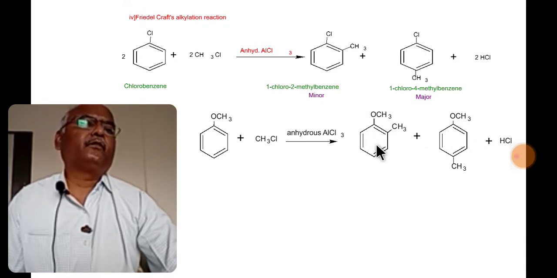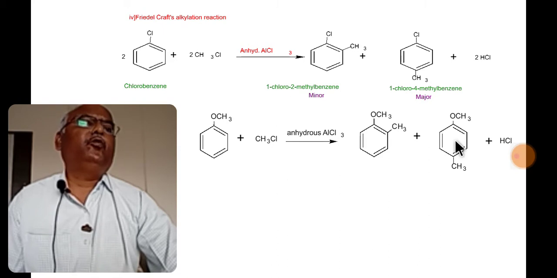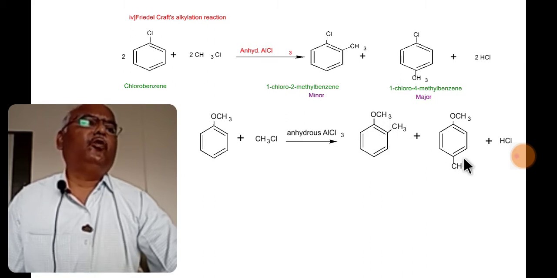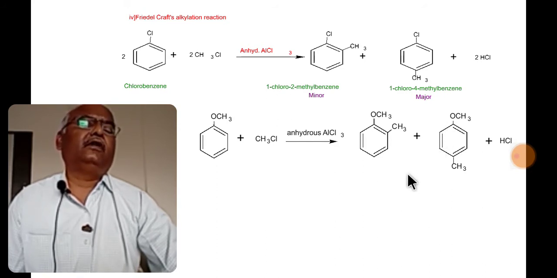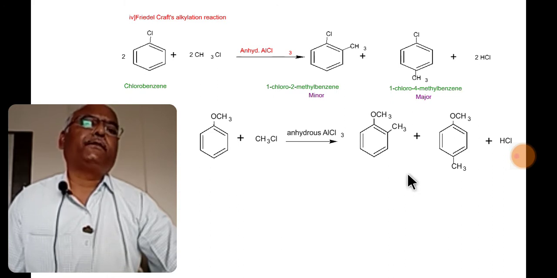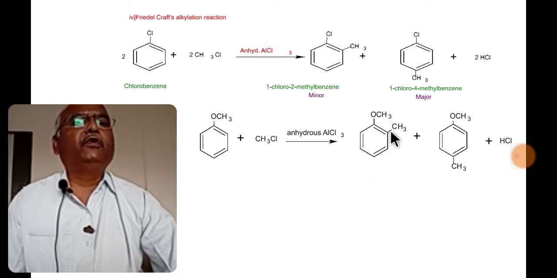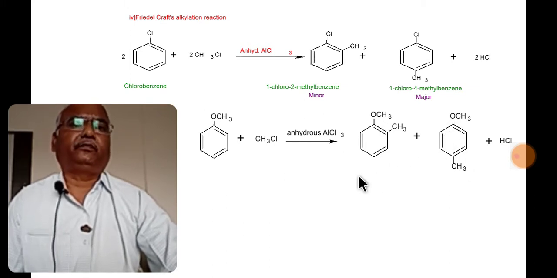Here, two products are formed. One is 2-methoxytoluene, another is 4-methoxytoluene. 2-methyl anisole or 4-methyl anisole is the product.